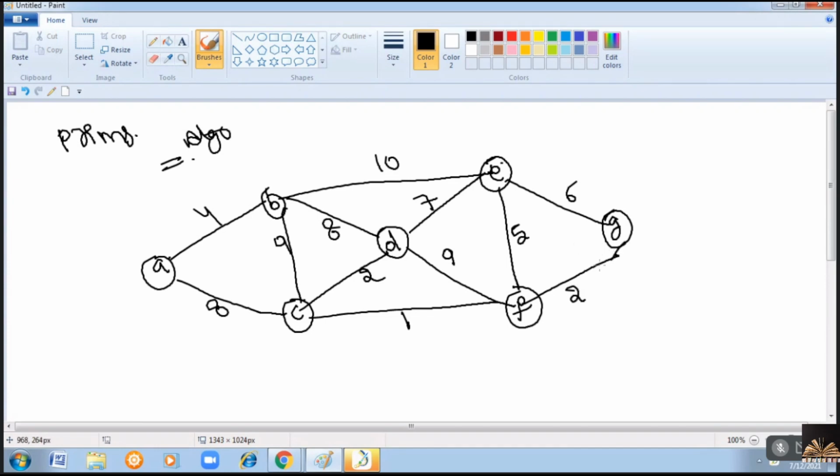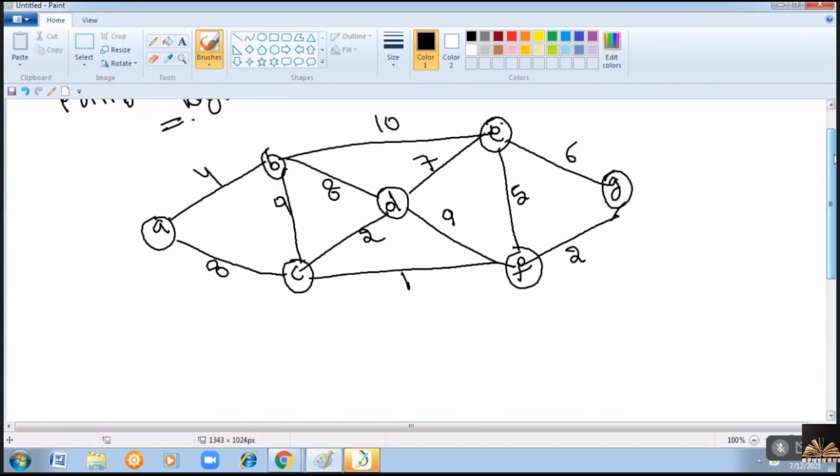So now we have a weighted graph, right? And remember that this should be a connected graph. Yes, whatever graph I gave you is a connected graph. So you can start producing the minimum spanning tree.